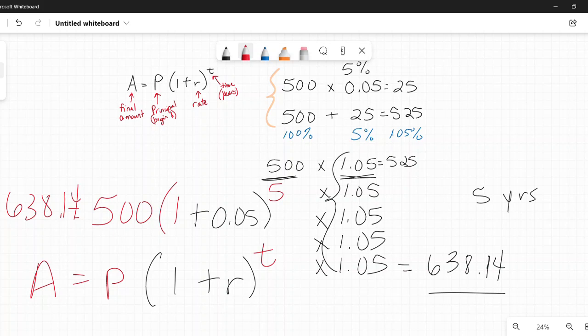Now let's do some problems where we apply this. Yay!